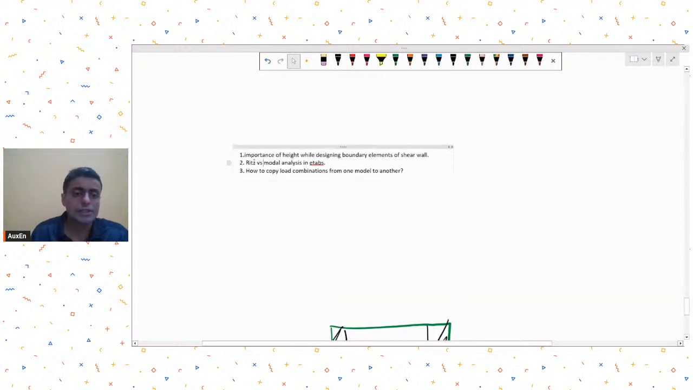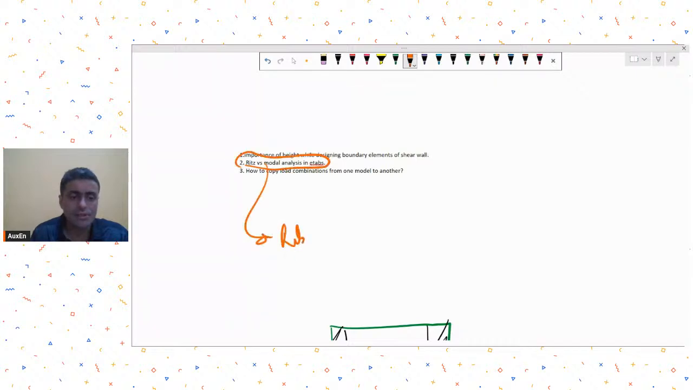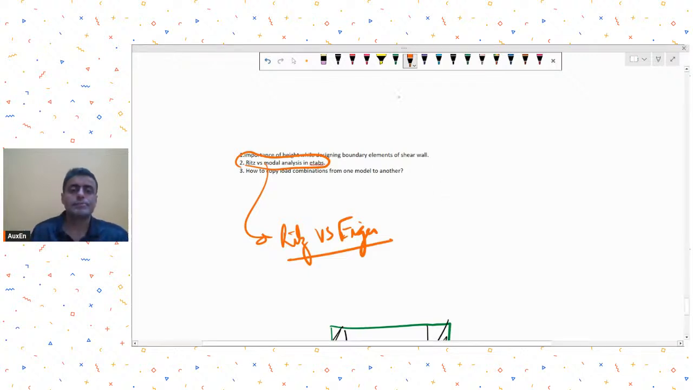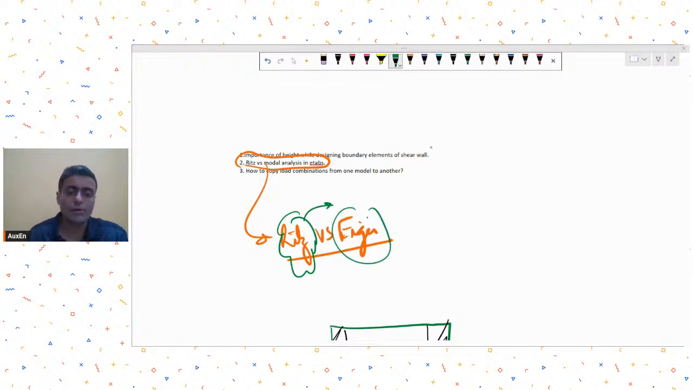His next question is RITS versus modal analysis in ETABS. That is an inappropriate question. His question should have been RITS versus eigenvalue analysis, eigen analysis. RITS is also a modal analysis, and eigen is also a modal analysis. In RITS, it is only the type of mathematical extraction that is done for modes. That means in eigen you don't have control over the output that you are getting. Now in RITS we have a control.